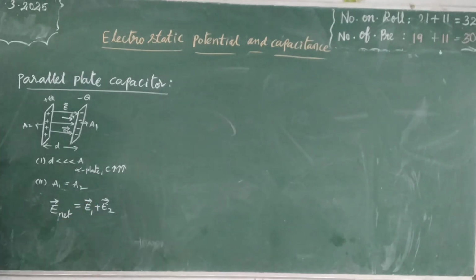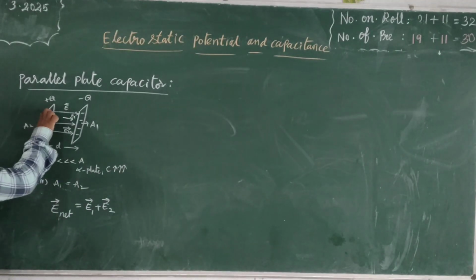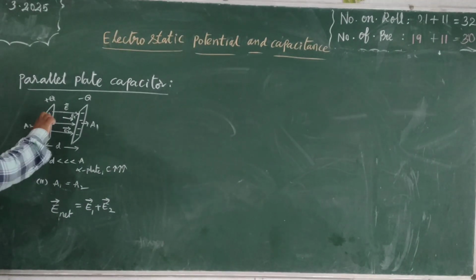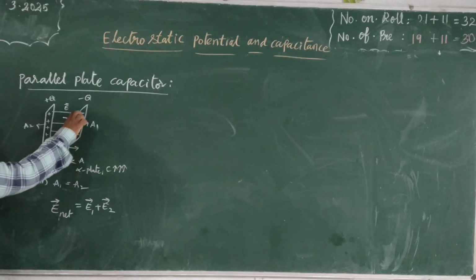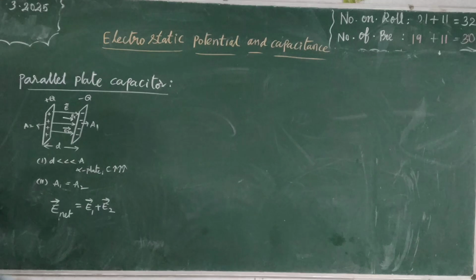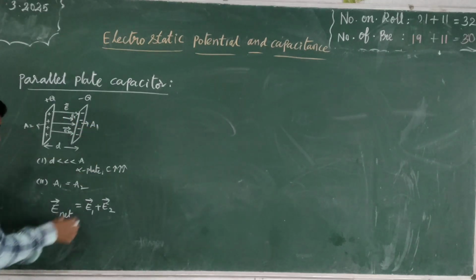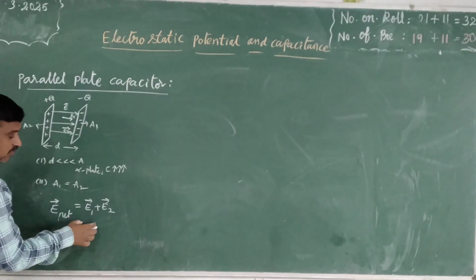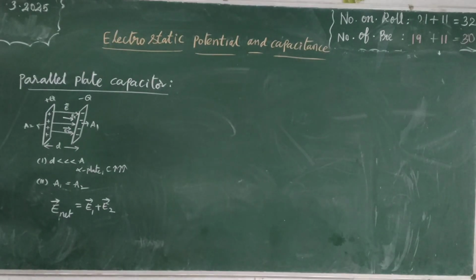Electric field lines due to positive charge are radially outwards. For negative charge the electric field lines are radially inwards. That's why both have the same direction. So the net electric field E net equals E1 plus E2: the electric field due to the first plate plus the electric field due to the second plate.